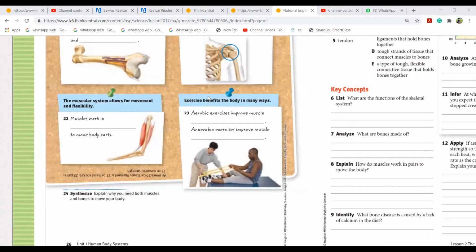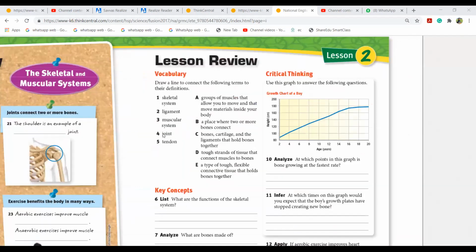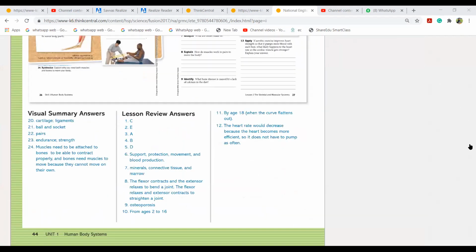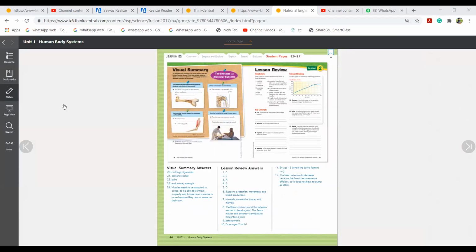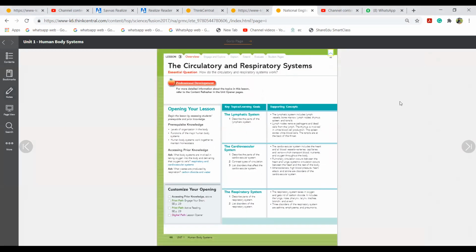Similarly, you have all your names here with the systems. With the ligament, muscular, you need to match. Looking at the answers here. And we will start with lesson number 3 today.